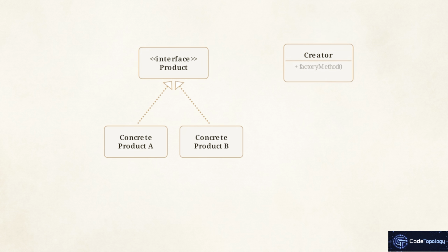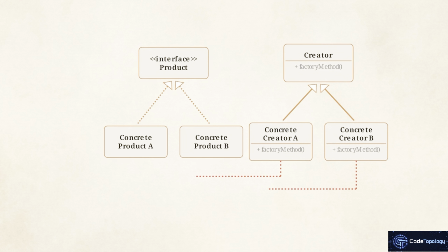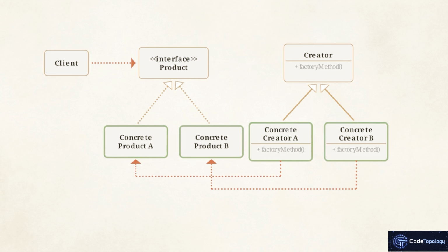Below, a generic creator houses our factory method. Specific concrete creators implement it, instantiating product variants. Clients interact only with interfaces. Memorize: one product, many variants. Subclasses decide the concrete class.